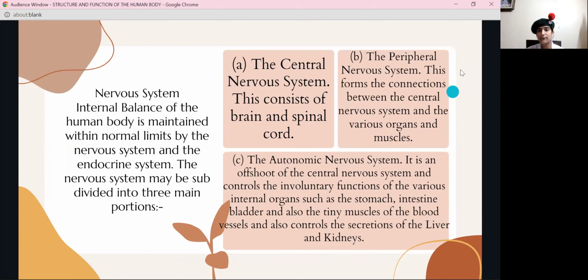Number two is the peripheral nervous system. This forms the connections between the central nervous system and the organs and muscles. The third one is the autonomic nervous system. It is an offshoot of the central nervous system and controls the involuntary functions of the various internal organs, such as the stomach, intestine, bladder, and also the tiny muscles of the blood vessels, and also controls the secretions of the liver and kidneys.